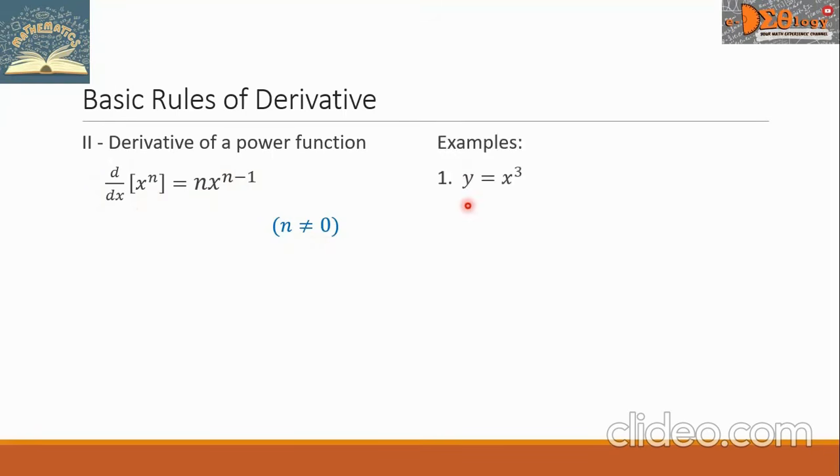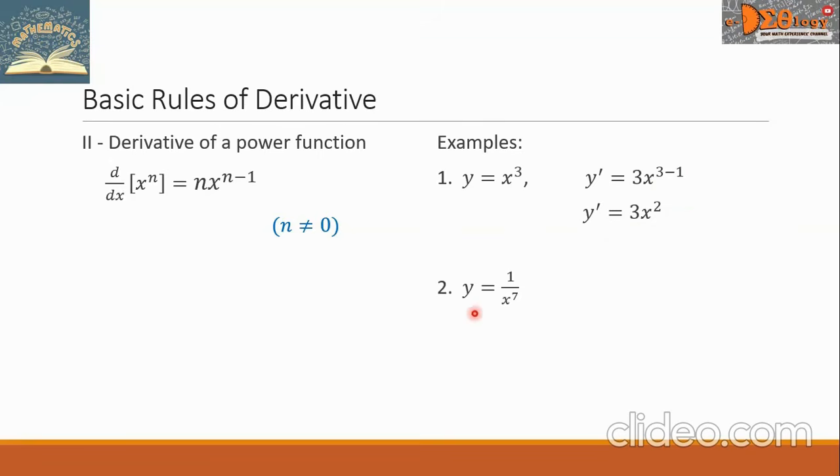This is example 1. Y equals x cubed. So the derivative is y prime equals, the power 3 here comes down as coefficient, then multiplied by x, and this x is now raised to the power 3 minus 1. Simplifying further, the power 3 minus 1 becomes 2. So the derivative here is y prime equals 3x squared.